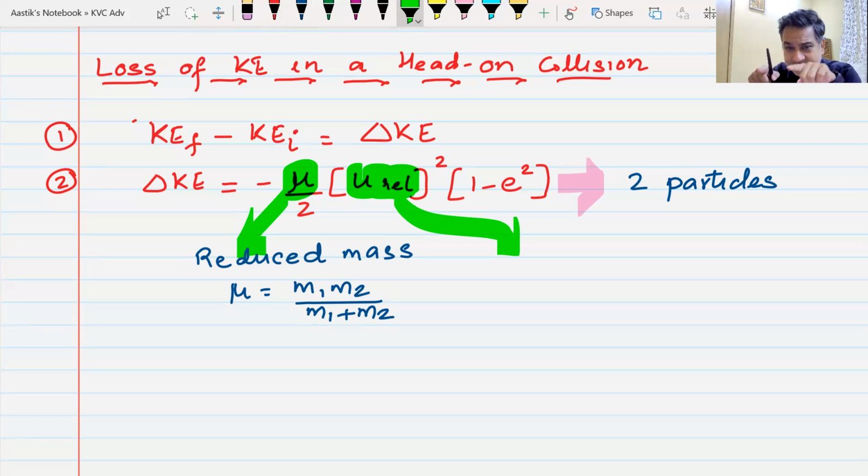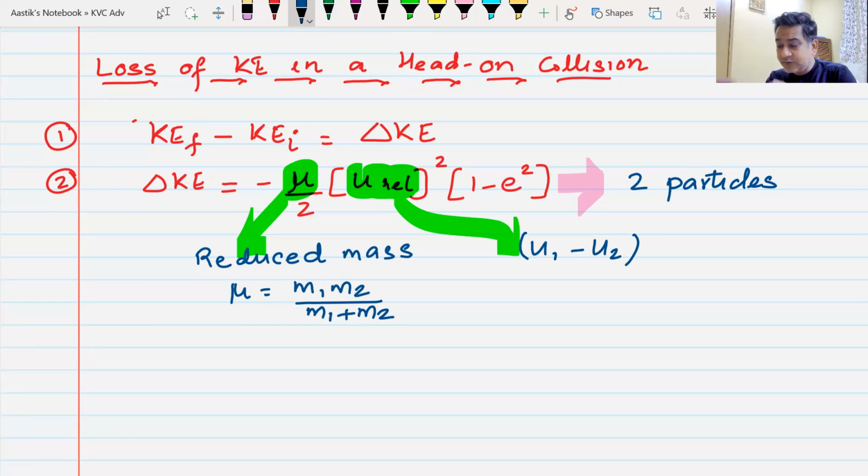If they are moving in the same direction, they will get subtracted. If they are moving in the opposite direction, it will get added up. Do we understand this? So every formula that I am giving you has to be applied with proper vector or sign convention. This formula is only valid for two particles. Remember that. e is your coefficient of restitution. So if it is a perfectly elastic collision, the value of e is 1.